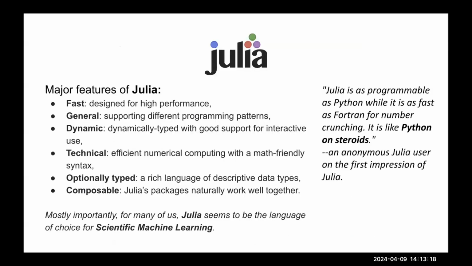So Julia is fast. It's a general programming language, and it can do dynamic typing. It's not like C or C++, where you need to declare your variables before you start using them. Julia doesn't need to do that; it automatically types your variables. And as people consider, Julia is as programmable as Python, and it's as fast as Fortran for numerical stuff. It's like Python on steroids, and that's what I heard from a user a couple of years ago.